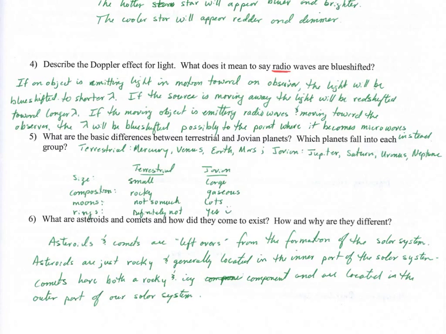Then the last one, I wanted you to describe what asteroids and comets are. I said the word leftovers a lot, so that's good. Leftovers from the formation of our solar system. How and why are they different? So they're different because they formed in different parts of our solar system. The asteroids would be formed in the inner part with the terrestrial planets, and then the comets would be on the other side of the frost line. So, yeah, not too bad.